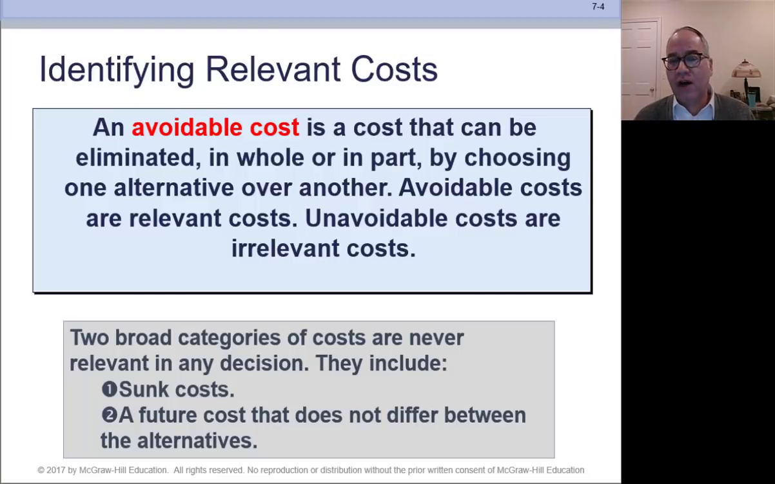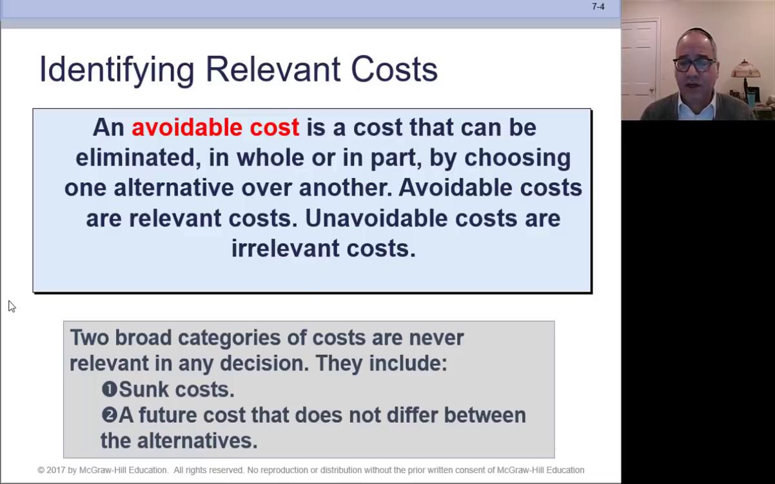So when we're talking about costs, we want to focus on the avoidable cost, a cost that can be eliminated in whole or in part by choosing one alternative over another. Avoidable costs are relevant and unavoidable costs are irrelevant. Because sometimes when you're making a decision, part of what's involved is a certain cost that's just not going to go away. So that's not an avoidable cost, and therefore it's something that should be ignored. You only want to focus on the costs and the benefits that are going to change.